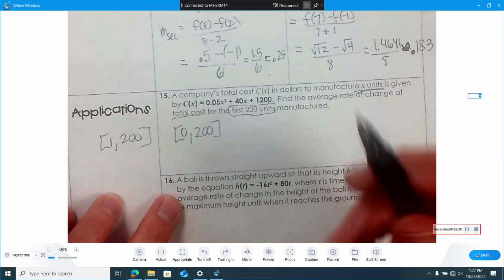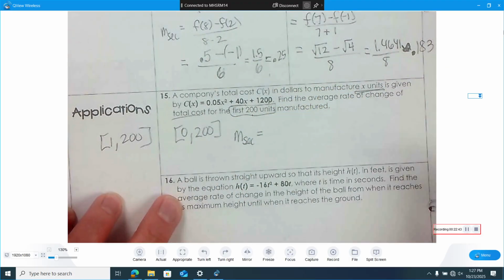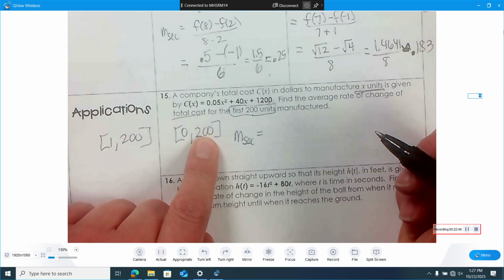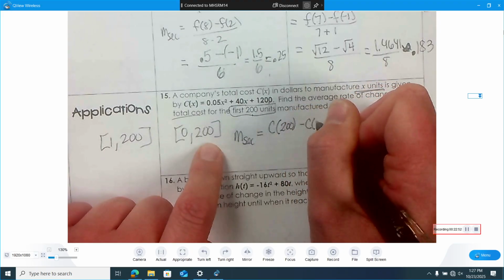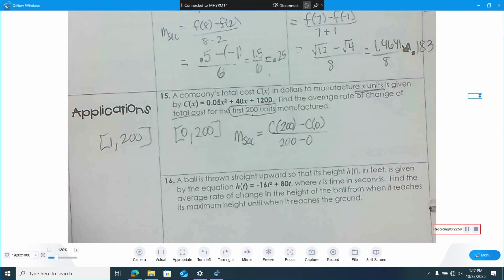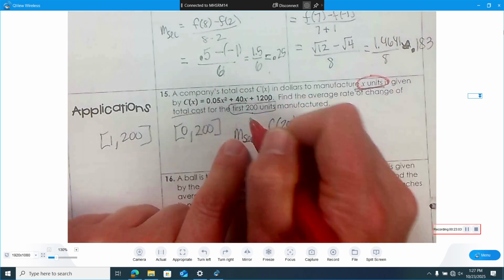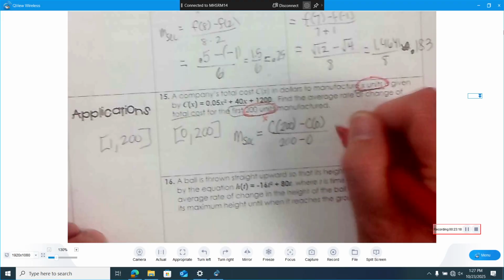Yeah, okay. All right, and so all we would need to do to find the average rate of change is that slope of a secant line. And so we would plug our x values into our c function. So c of 200 minus c of 0 over 200 minus 0. Those are our x's, yep. Because that's what it says, it's x units, and we wanted the first 200 units, and remember a unit, those are the x's. So those are the first 200 x's, okay? Cool. And then you would finish that up, but I'm not going to do that.